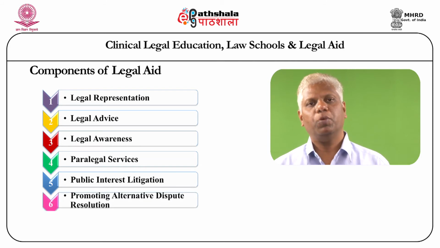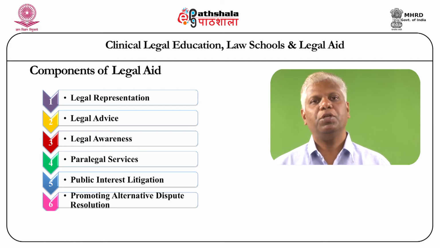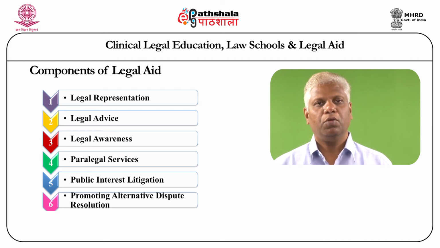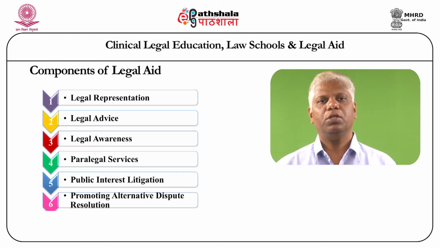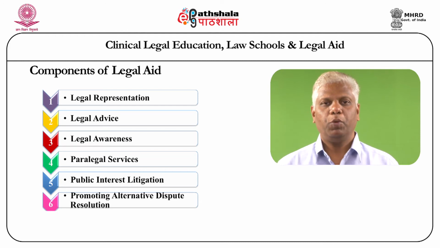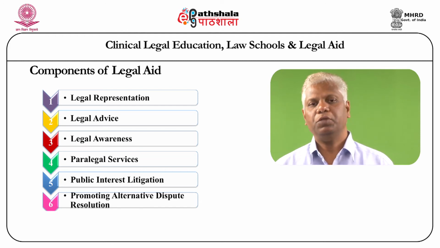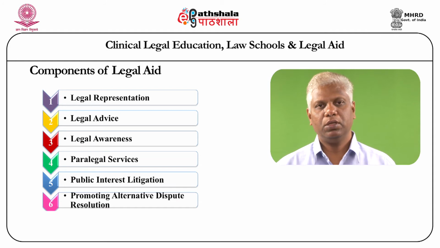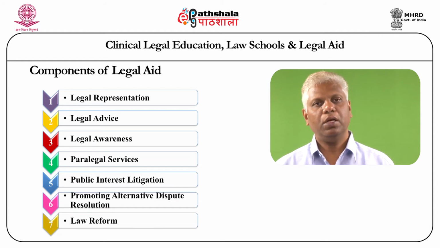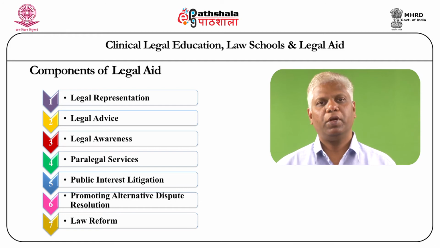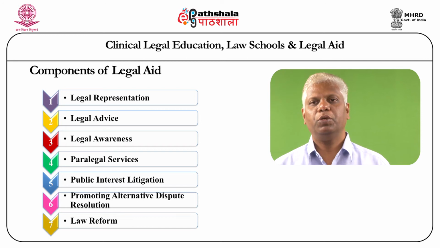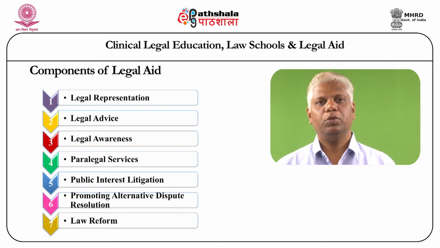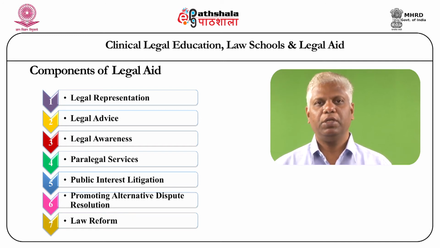And the sixth one is promoting alternative dispute resolution, because every dispute need not go to the court. We have very vibrant alternative dispute resolution mechanisms in place. Therefore, promoting alternative dispute resolution becomes part of legal aid. And the last one but not the least is law reform. So, bringing changes in the law for effective implementation is also part of legal aid. So, these are the 7 components that the 3 reports have identified as part of legal aid.